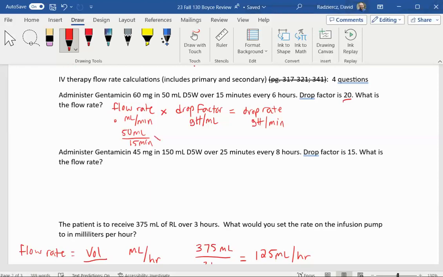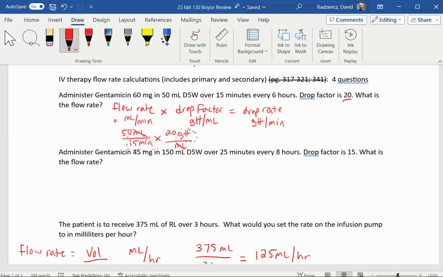Then I'm going to multiply by the drop factor. And for this one, it's 20 drops per milliliter. And those of you who've been on my reviews before, you know I like to write these things out. That way, before I do any kind of math, I can see that I'm already in the right units, drops per minute. Okay.